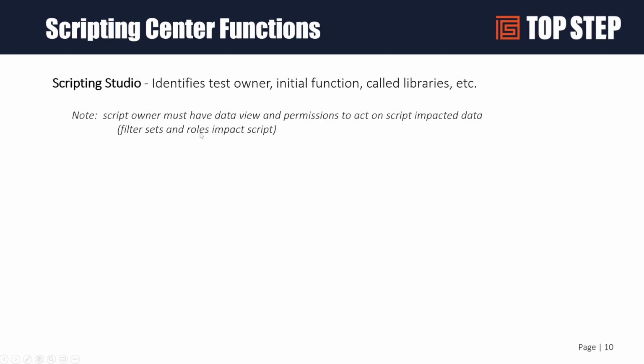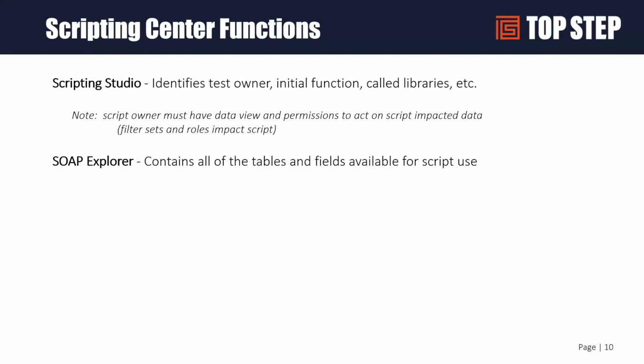Script owner, just to be aware, the script owner has to have data view and permissions to act on script impacted data. In other words, if your script owner doesn't have the right filter set to see the data that they're trying to manipulate, they still won't see it. The script adheres to the filter sets that have been set up in OpenAir.